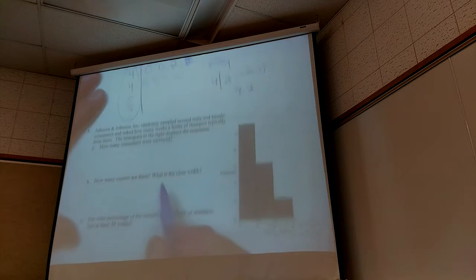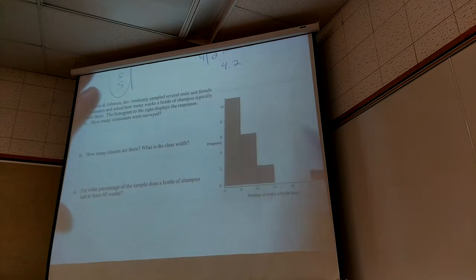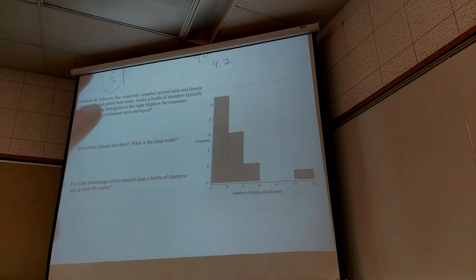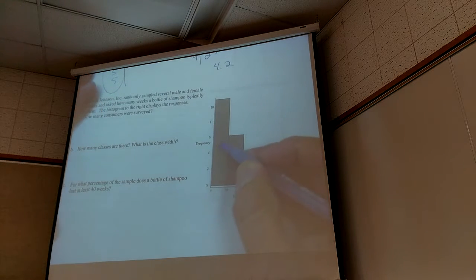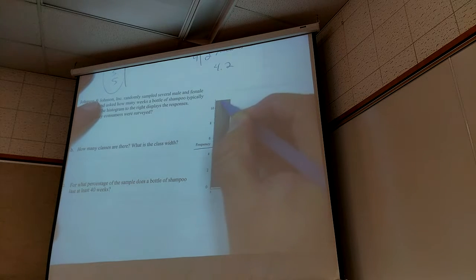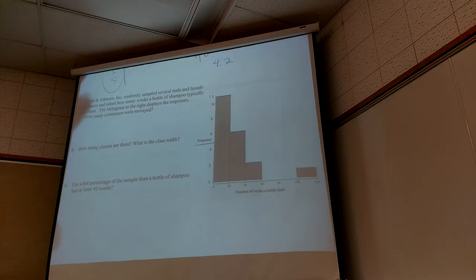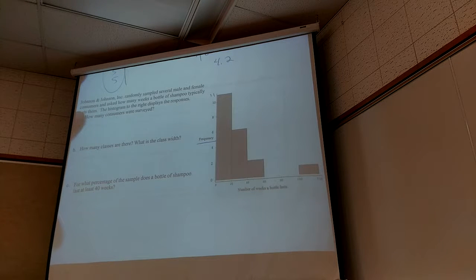Now number 3, I didn't really discuss much about this, but this is more, can you just reason something out from a graph that's given to you? Frequency in this case, how tall is this first bar? Let's make sure you understand that. 11. It's not 12, that's not tall enough for 12. So what does that 11 mean? 11 people. The shampoo lasts from 0 to 20. Okay. You with me? Yep.